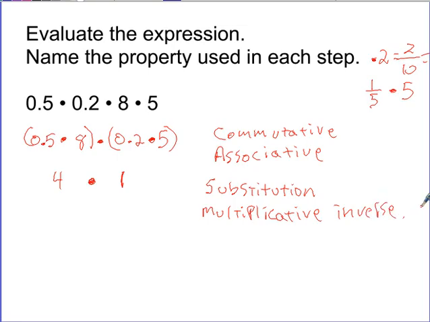Okay, now, multiplicative inverse. We've got one more step. What's 4 times 1? 4. I was doing addition, I'm sorry. What property is that when we multiply by 1? Multiplicative identity. I was thinking the wrong word. Multiplicative identity. Wow, all right.